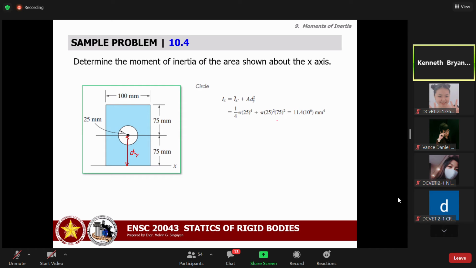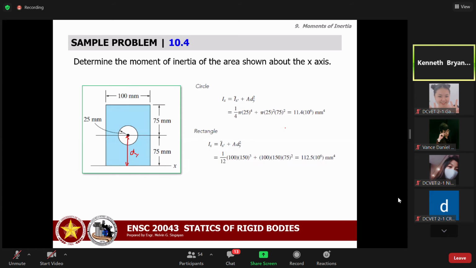Okay, so the dy is equal to 75 and we need to square it. From there, you can solve for Ix. That is equal to 11.4 times 10 to the 6. Okay, so that is for the circle area.